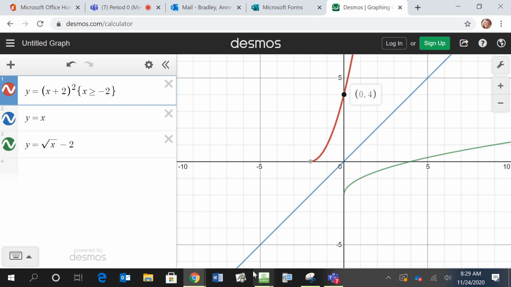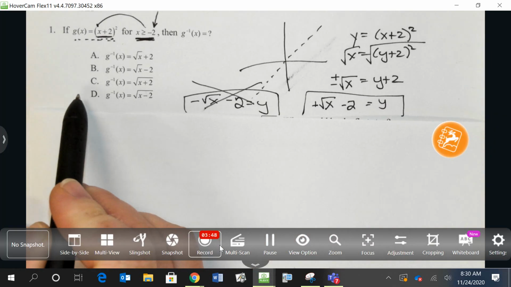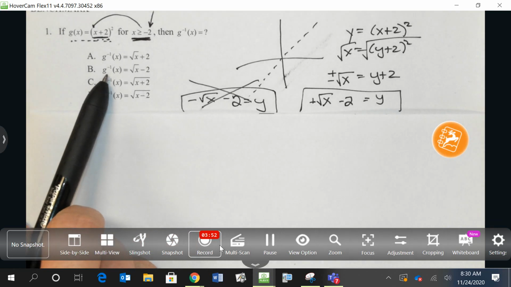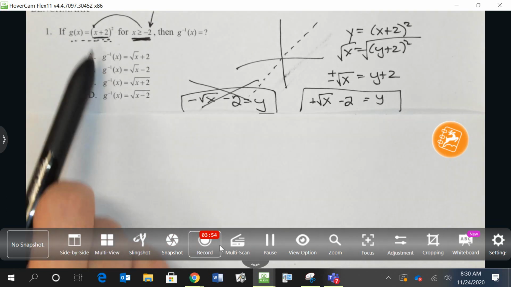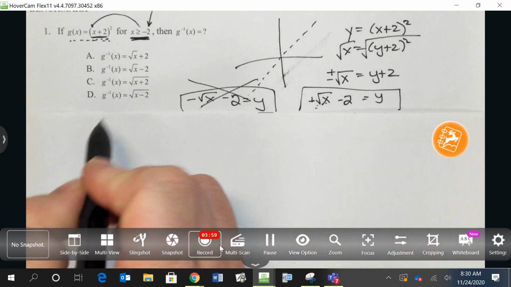So how do I directly write this in? If this happens to be a problem that you had to plug in, you do have to make sure to write it in the correct inverse notation, and that means that you have to be able to show that this is an inverse by putting that little negative 1 with the g of x. So this is the correct answer. I want the square root of x, subtract 2.